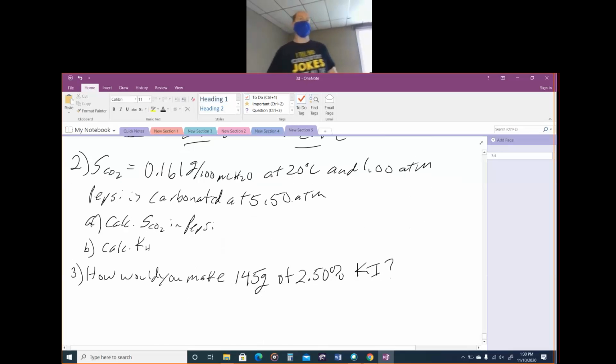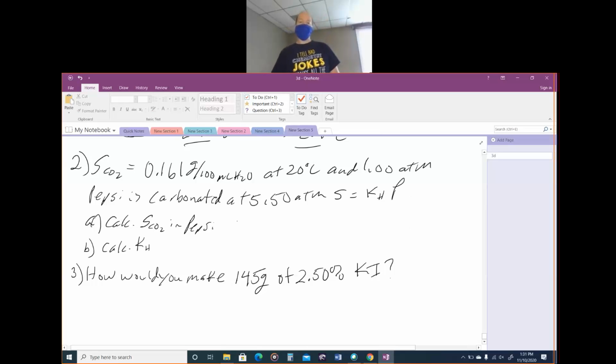Number 2 says solubility of CO2 is 0.161 grams per 100 mL of water at 20 degrees Celsius in 1 atmosphere. Pepsi is carbonated at 5.50 atmospheres. So calculate the solubility in Pepsi. So we are pressuring the gas, pushing the gas into the liquid, Pepsi, and so you're going to have an increased solubility. Your solubility is equal to your Henry's law constant times your pressure.